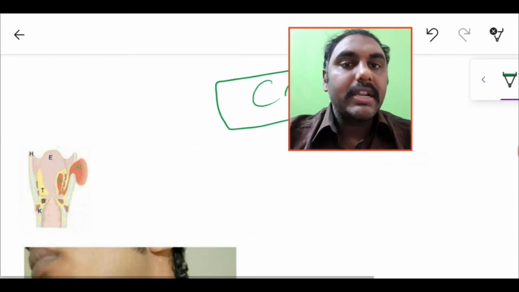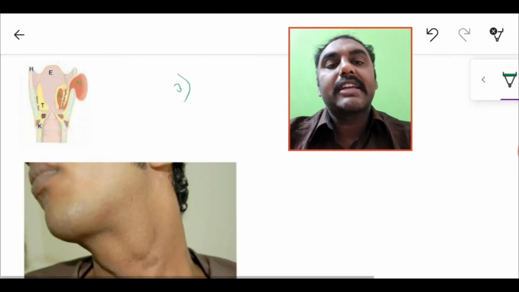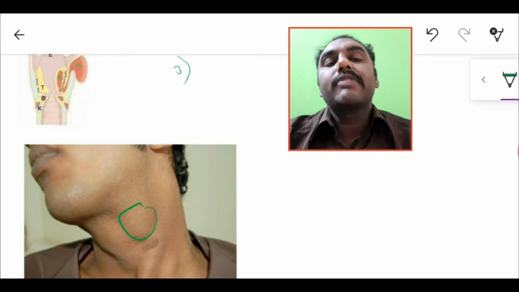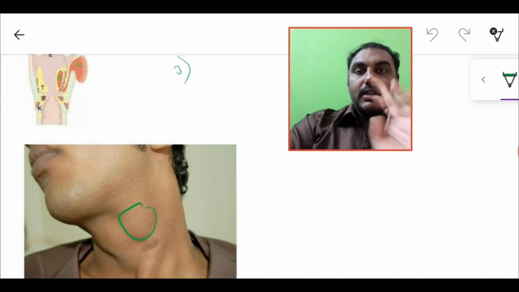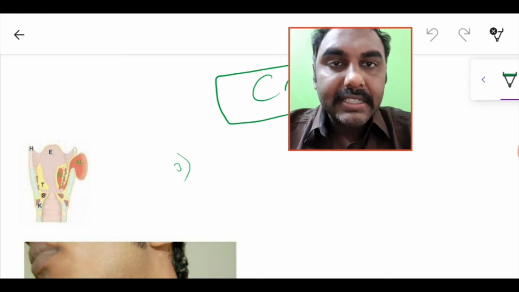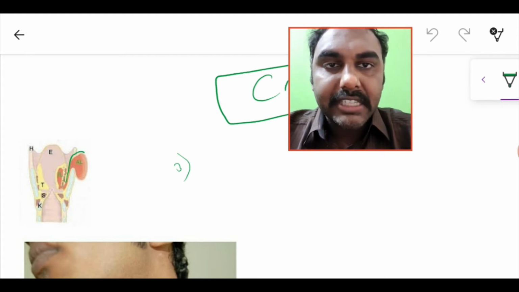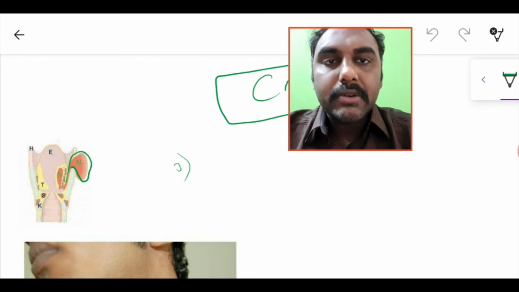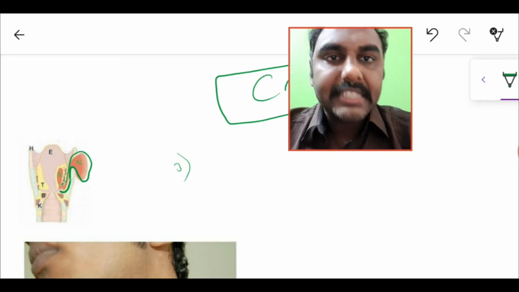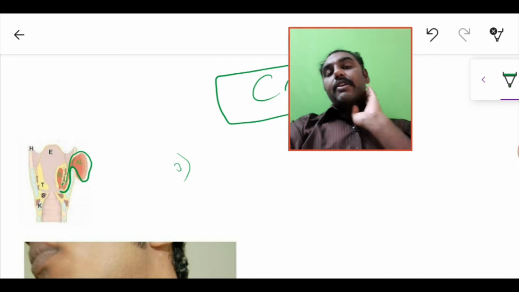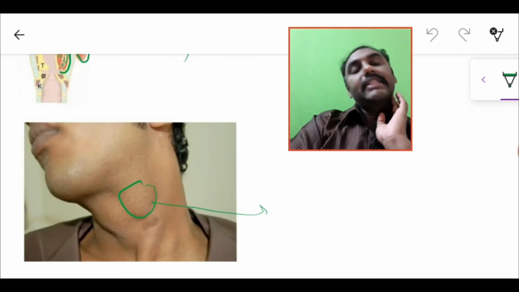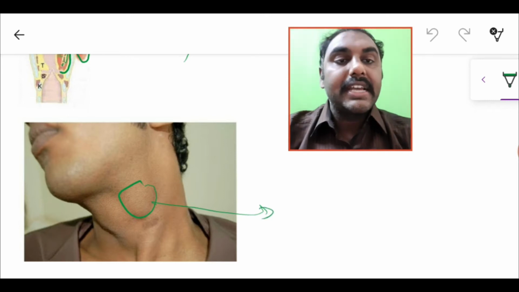The next one, which is again very important, see this picture. Here the patient gets a swelling on the lateral aspect of the neck while doing a Valsalva maneuver. This is an imaginary picture. We could see the larynx. There is an outpouching from the larynx which is going out, breaching the thyroid membrane and coming out. When the patient performs a Valsalva, we could see a swelling in the lateral aspect of the neck. What is the condition called?